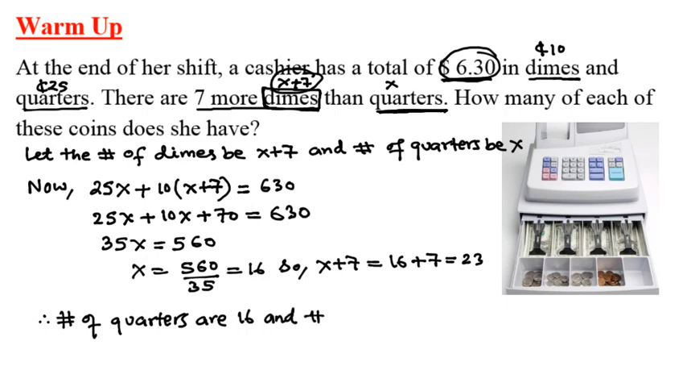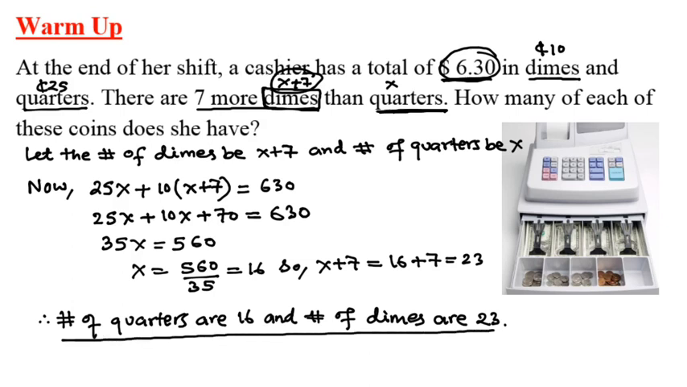So you can say, therefore, the number of quarters is x, that is 16, and the number of dimes is 23. That is the answer to this problem. But as in the previous problem, you can also check your answer here. So I'm going to show you checking here.